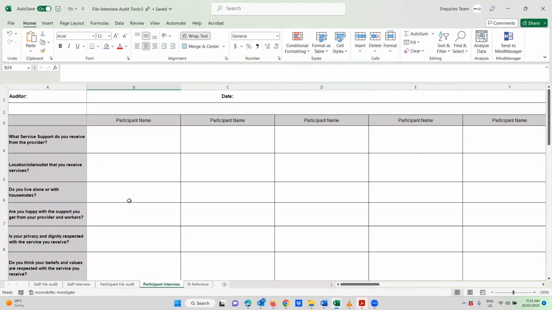So this is how you use the effective policy staff and participant file audit tool to really dig down deep and get the answers that you need to make your service as good as it possibly can be.